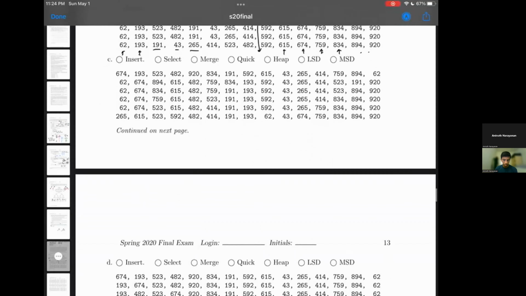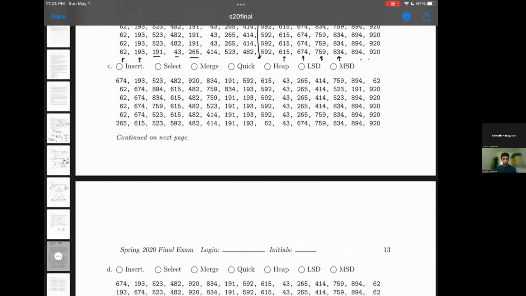Okay, let's go ahead and move on to C. So now for C, what's something interesting that we can note? Well, the 62 comes to the front, right? Which kind of rules out selection sort. Insertion sort, well, by the time the 62 comes to the front in insertion sort, this list will have been sorted, right? Because if you keep expanding the list to be the whole size, then the whole thing has to be sorted.